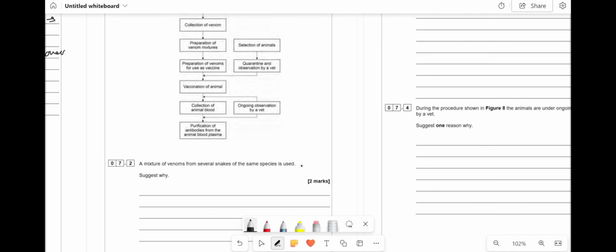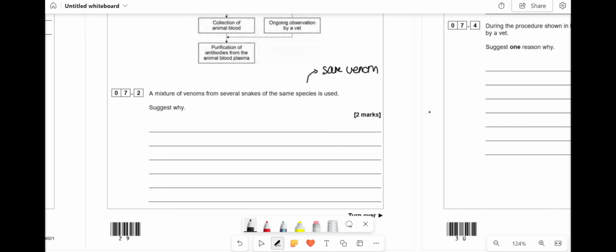Fine. A mixture of venoms from several snakes in the same species is used. Suggest why. So, same species, right? You would expect there would be the same venom. But if they're using a mixture from several snakes of the same species, there must be some difference between the venom that they're making. Otherwise what's the point? Why can't you just use one snake? So there must be different forms of the same venom or toxin.